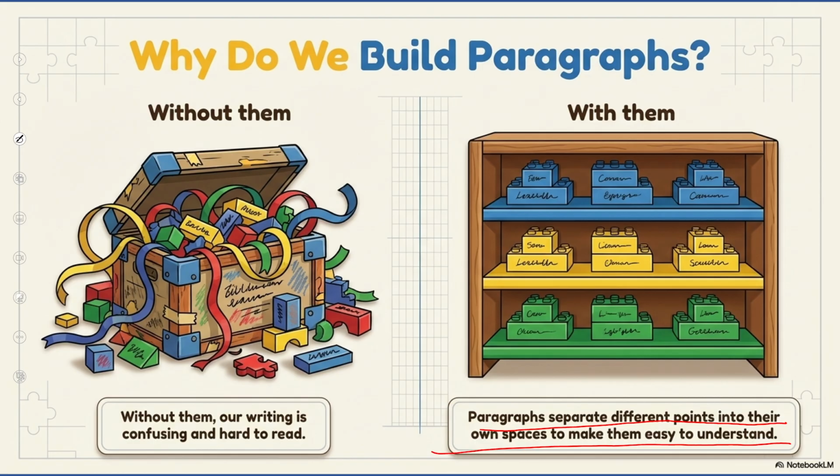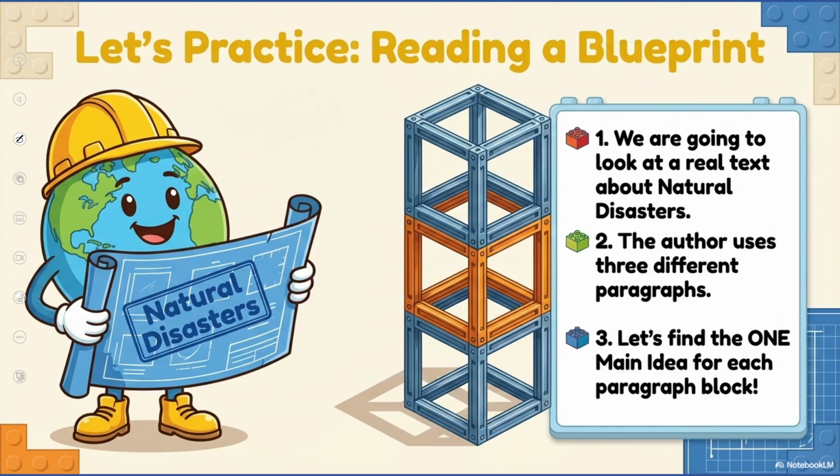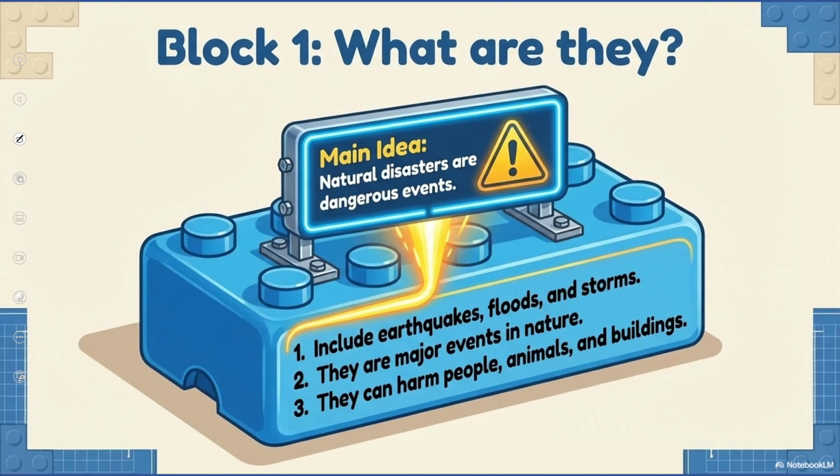So every paragraph should have one simple idea. For example, if we want to write a note or a writing text on the topic of natural disaster, we have to make 3 paragraphs like what we have made over here. So we are going to look at the real text about natural disaster. The author uses 3 different paragraphs. Now let's find the one main idea for each paragraph.